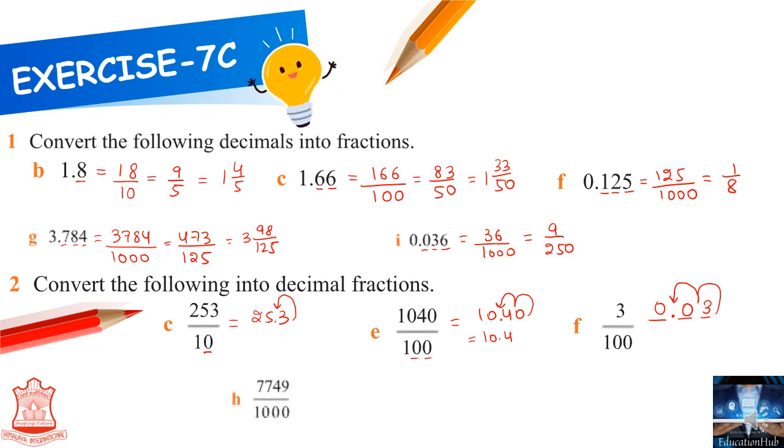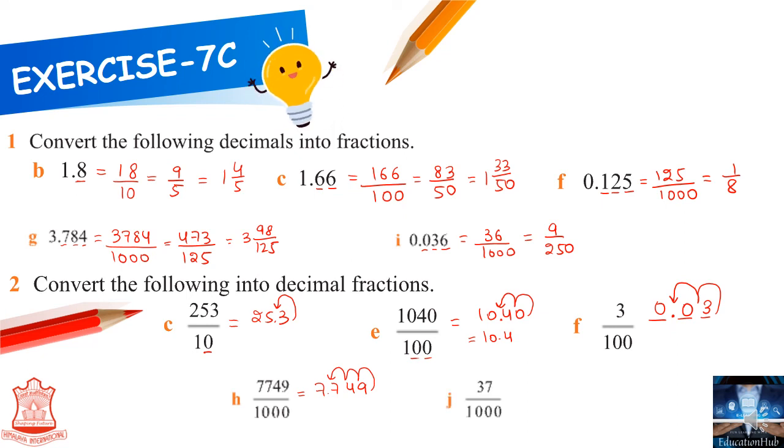Let's see H part. H part is 7749 divided by 1000. So 7749 as it is. Now 1000, that means after 3 places we need to put the decimal. So we'll start from the extreme right and it will be 1, 2 and 3 and then the point. So it will be 7.749. I hope this is clear to you.